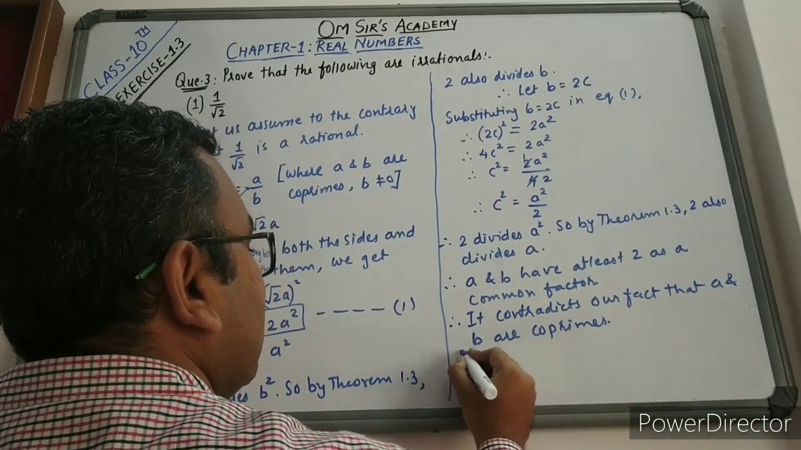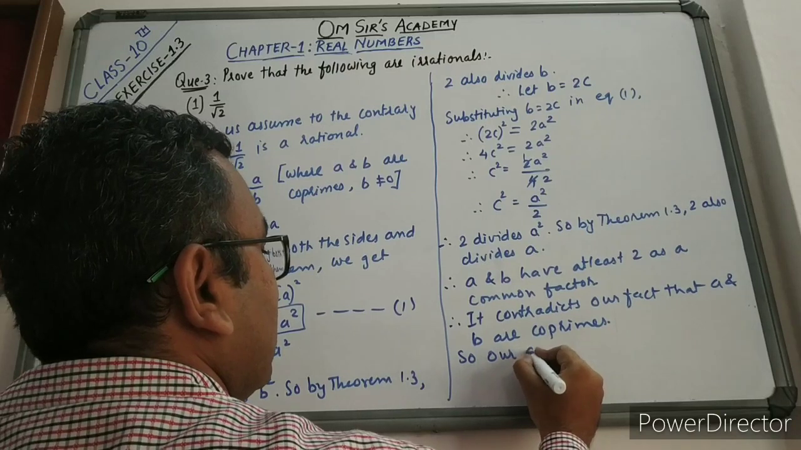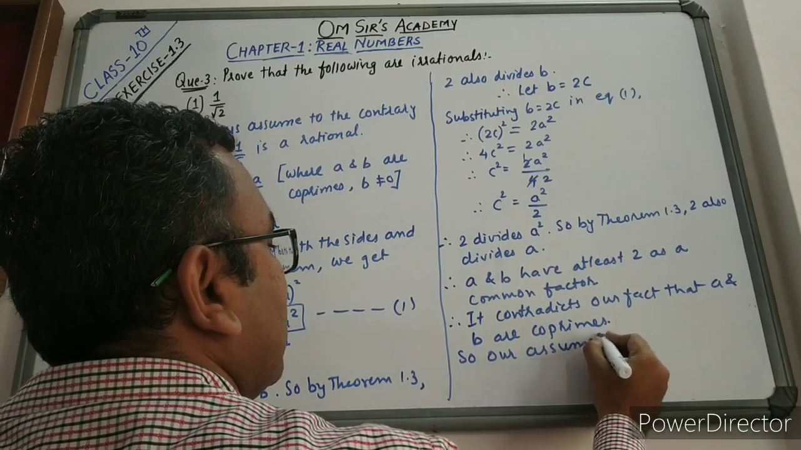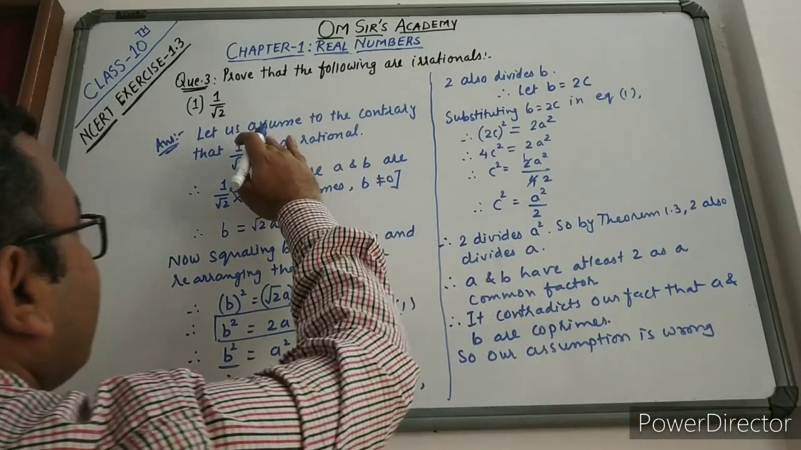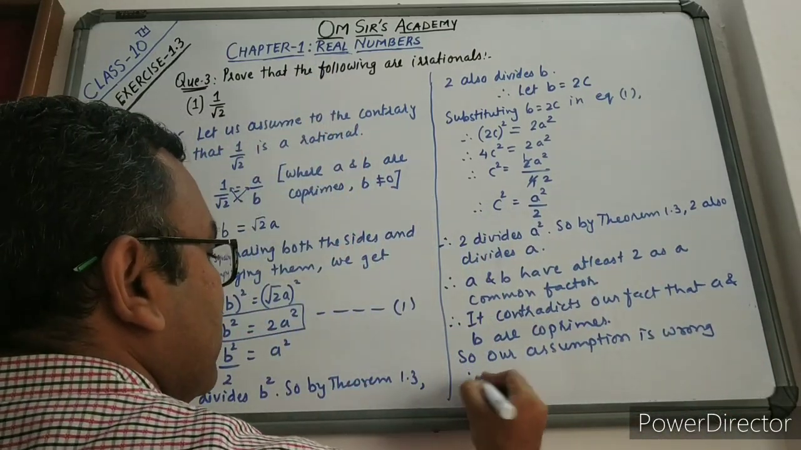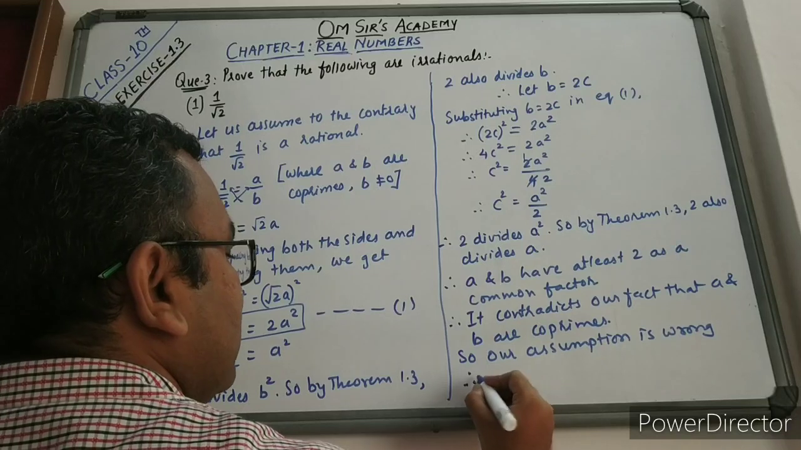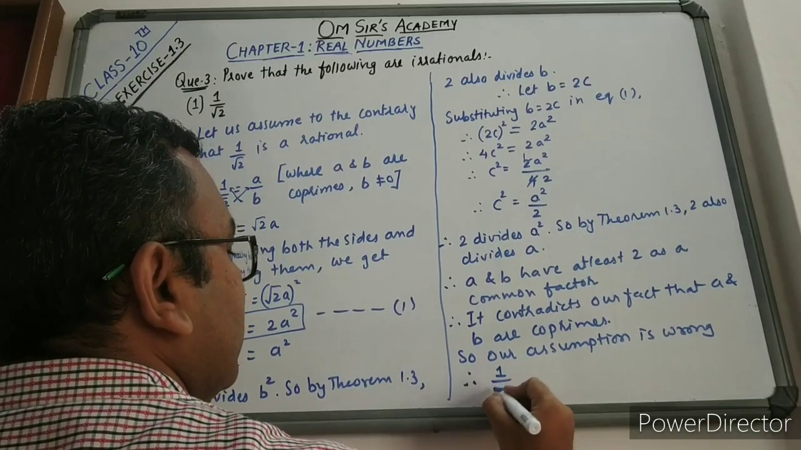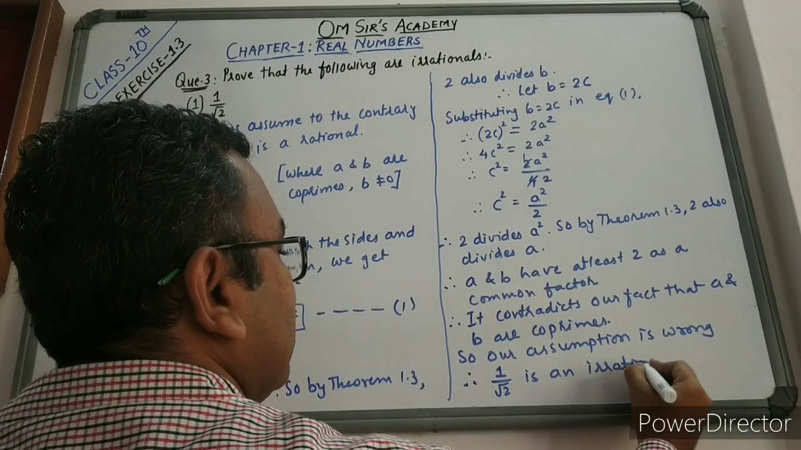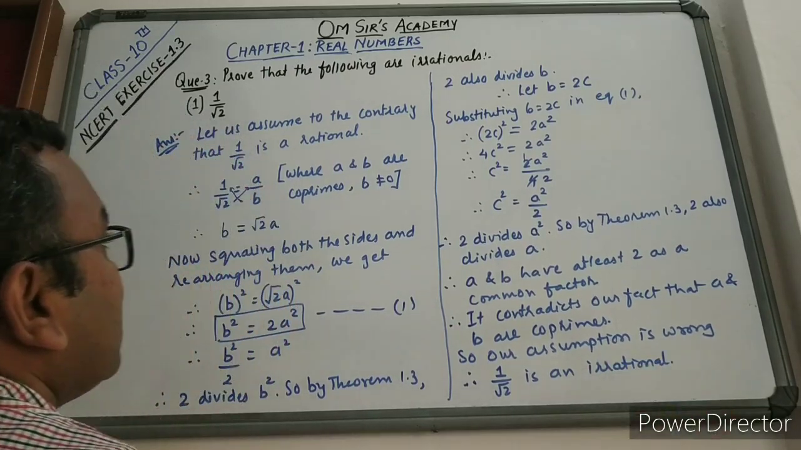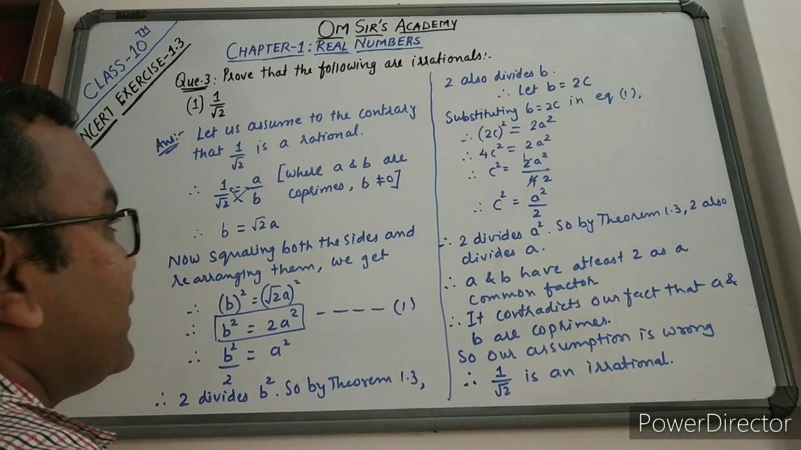Okay, so our assumption is wrong. Whatever we have assumed is wrong. What we assumed, that 1 upon root 2 is a rational. So what is the proof part now? So we conclude that 1 upon root 2 is an irrational. Is it clear friends? It is very easy.